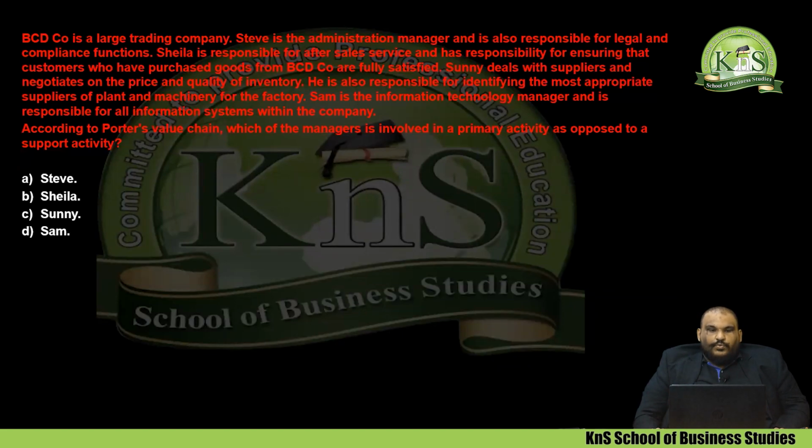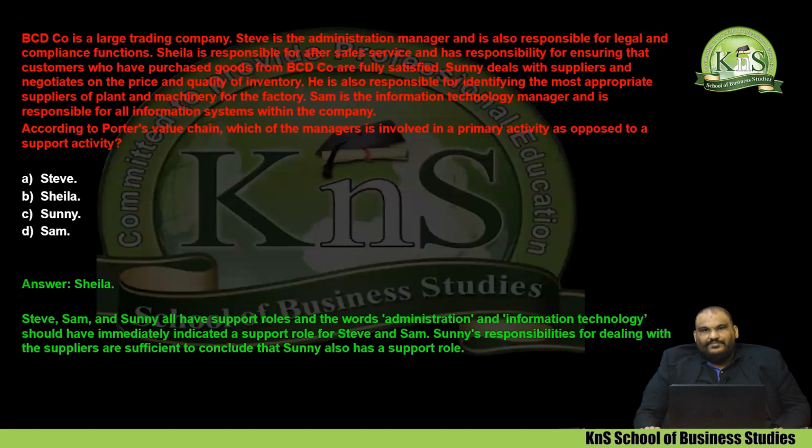Okay, according to Porter's value chain, primary and secondary activities, remember, according to Porter's value chain, please keep the diagram in front of you, which of the managers is involved in a primary activity as compared to a support activity? Now, out of these 4 guys, which one of them is doing a primary activity? Is it Steve? Is it Sheila? Is it Sunny? Or is it Sam? One look at the diagram and you'll get the answer. And yes, you are right. It is Sheila. Right?